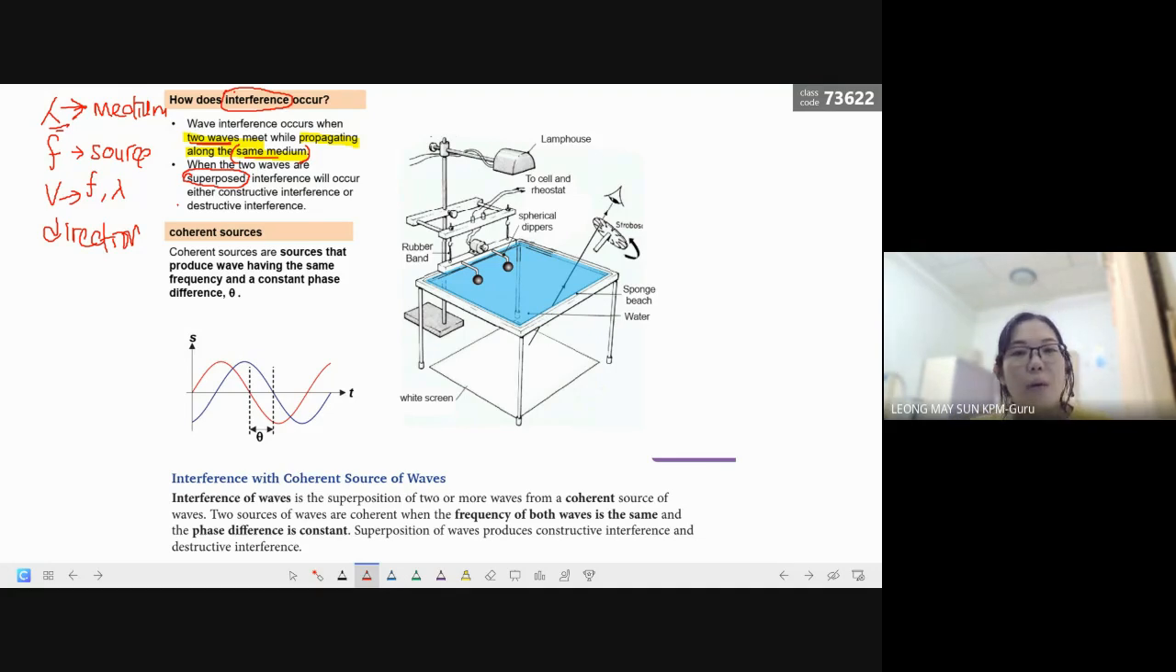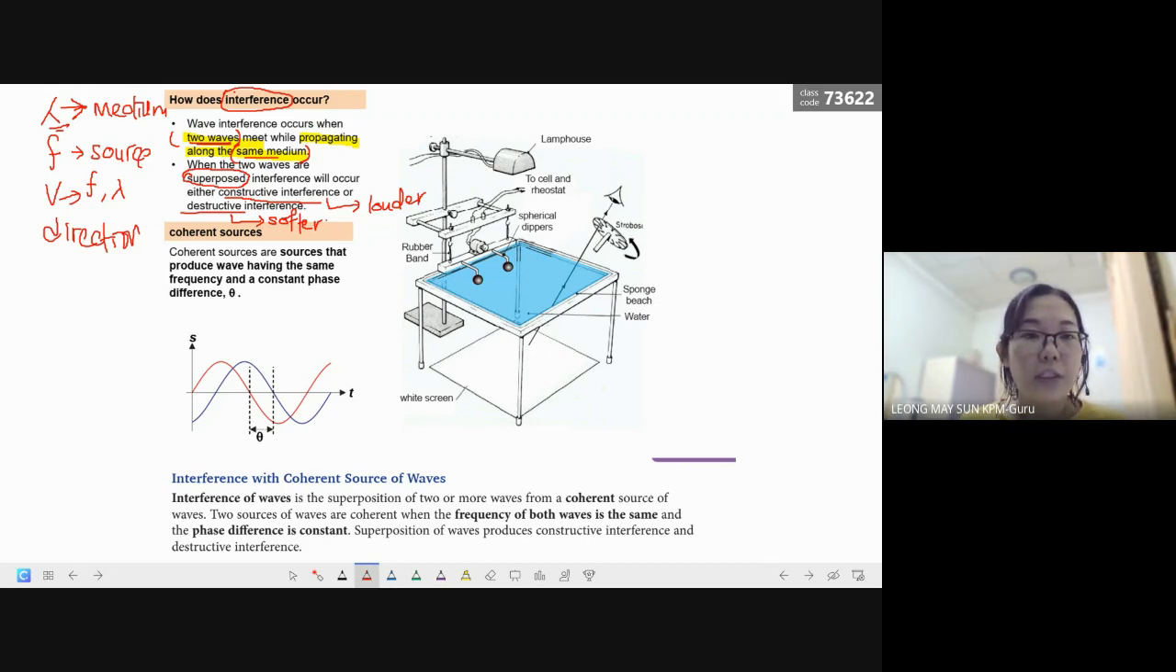Okay, so what happens here is that when two waves superpose, it will either be constructive interference, which means it will create a louder sound, or destructive interference, which means it will create a softer sound. Okay, so the key for SPM level, for these two waves to overlap, to superimpose, superposition, superpose, it's all the same thing, take note.